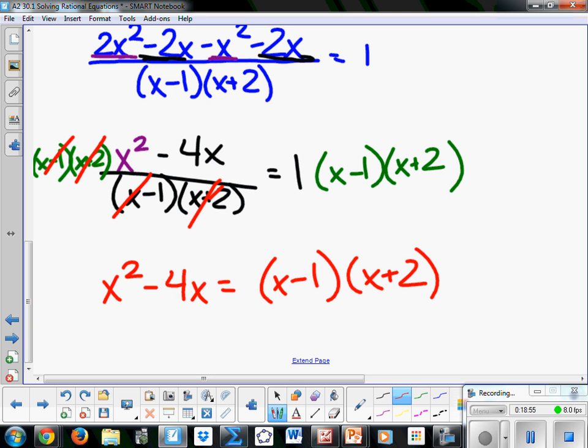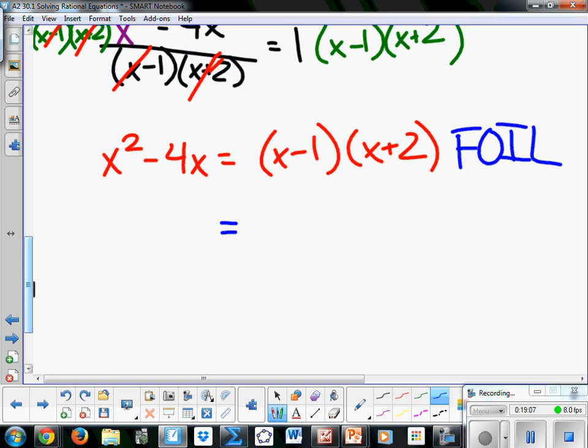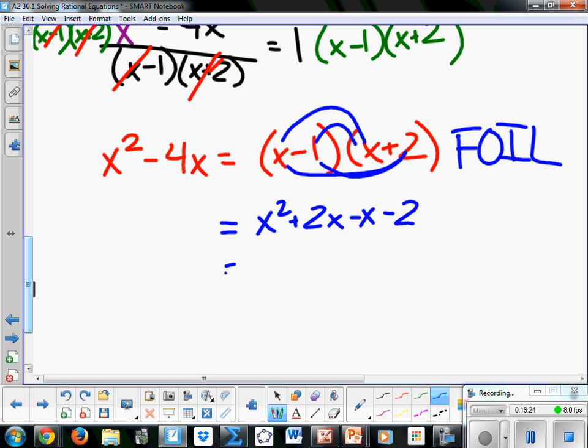Can we leave it like that? Mm-mm. Yeah, I know you're shaking your head saying, oh, we've got to do it again. But yes, you are correct. We do need to FOIL this in order to get closer to solving for our lovely x. So we've got our first is x squared. We've got our outside is 2 times x. Inside, negative 1 times x is negative x. And our last ends up as our negative 2. Okay, so when we simplify that out, we've got x squared plus 2x minus x minus 2, all equal to x squared minus 4x. Oh, I think we're going to get there eventually.